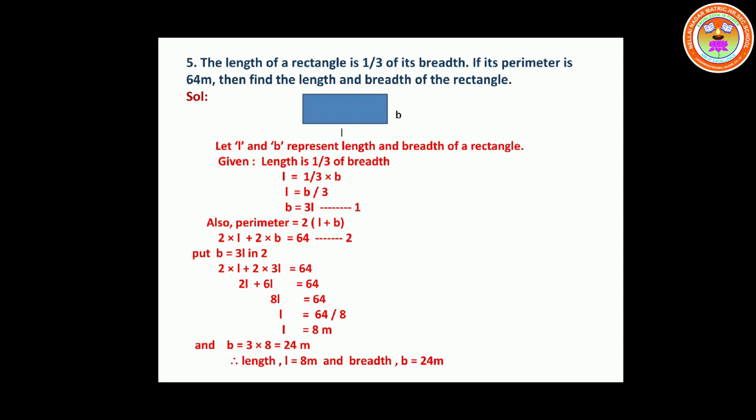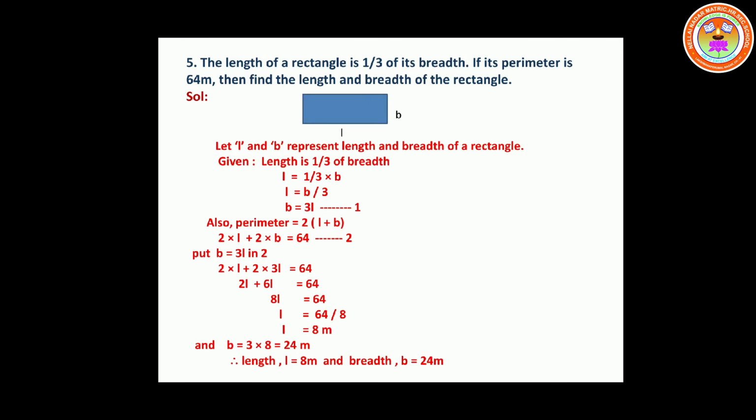Therefore, B can be written as B is equal to 3. When I take it to the other side, it becomes multiplication, so 3 into L. Now that becomes the first equation. B is equal to 3L is the first equation, which is framed from the first sentence.